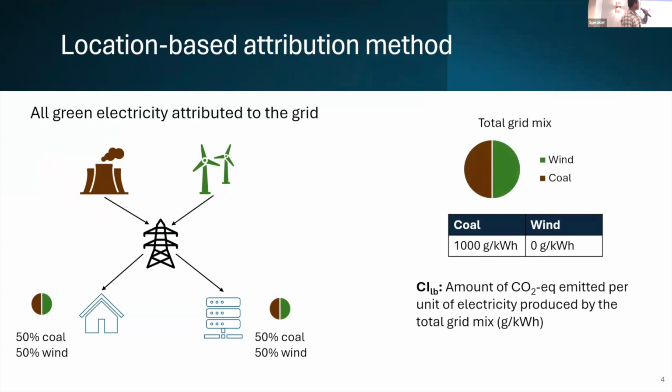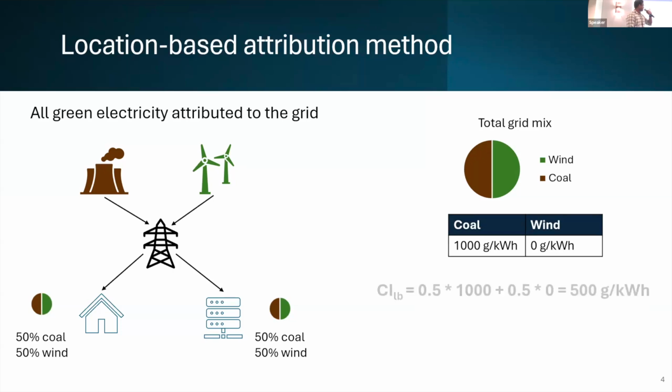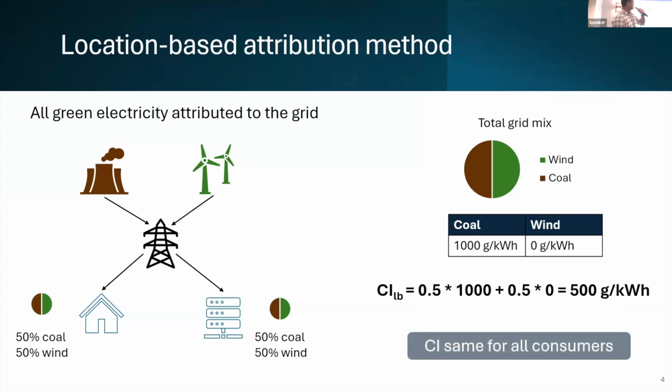If we assume that the carbon emission factor of coal is 1,000 and wind is 0 grams per kilowatt hour, so we're talking about scope 2 or operational emissions here, then the carbon intensity can be calculated using this formula, and it comes to 500 grams per kilowatt hour. The weight is 0.5 because each source is generating 50% of the electricity. We call this CILB, or the location-based carbon intensity, and it's the same for all consumers.